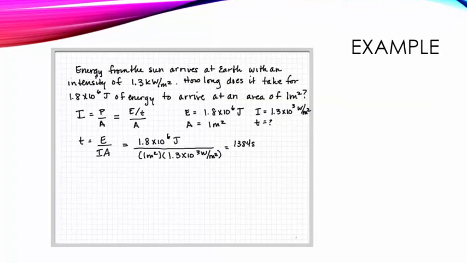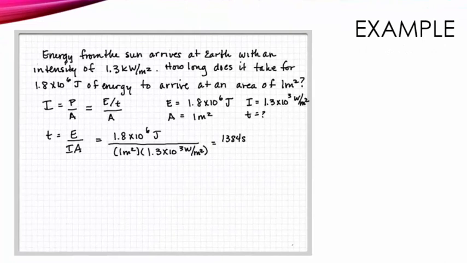So I have an example for you. Energy from the sun arrives at the earth with an intensity of 1.3 kilowatts per meter squared. And then how long does it take for 1.8 times 10 to the 6 joules of energy to arrive in a 1 square meter area? And so we have intensity as power over the area.